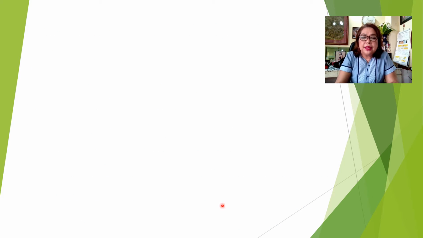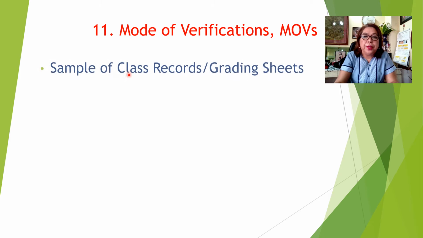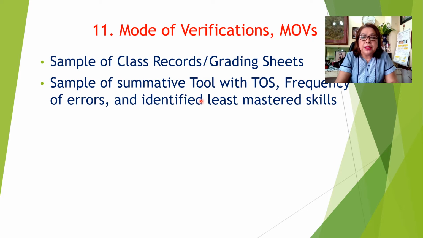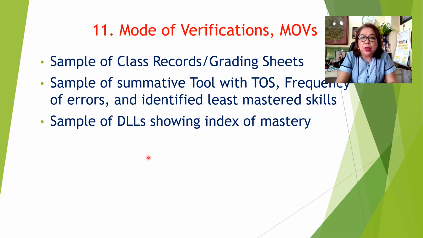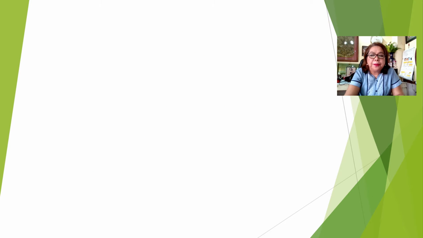And to summarize more on the MOVs or means of verification for objective 11, we have this: sample of class records or grading sheets, sample of summative tools with TOS, frequency of errors, and identified least mastered skills. Sample of DLL showing index of mastery, completion of the learner's written work with summary of results and with signature of parents. That's for objective number 11.